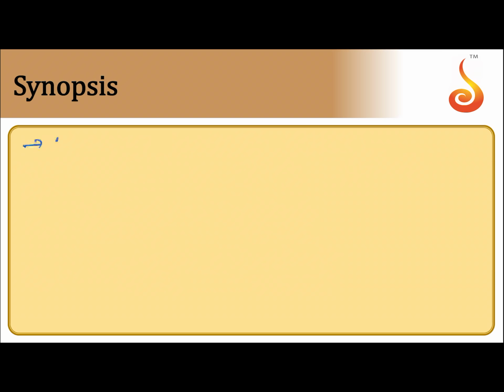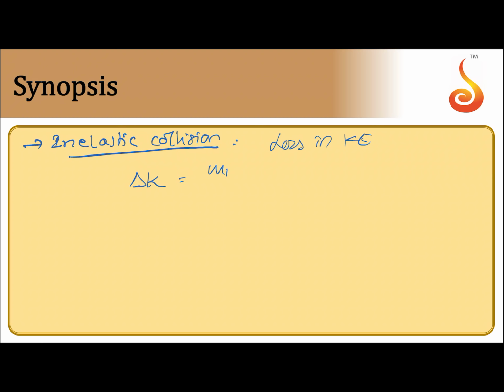Suppose I consider such an inelastic collision. In the case of inelastic collision, there is a loss in kinetic energy, and that loss in kinetic energy is given by M1 M2 divided by 2 (M1 plus M2) into (1 minus E squared) into (U1 minus U2) whole square. So, remember this one.